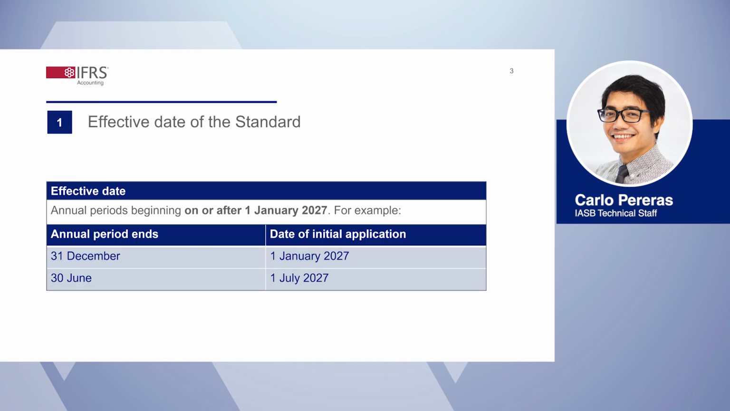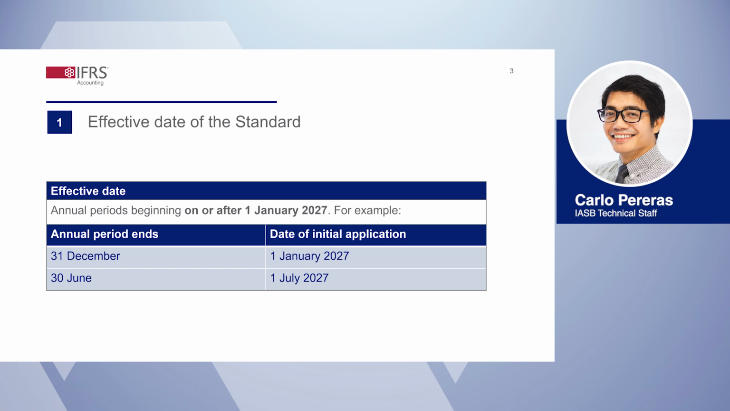The third edition of the standard is effective for annual periods beginning on or after 1 January 2027. For example, if an SME has a December year-end, then its date of initial application will be 1 January 2027. But if an SME has a June year-end, then its date of initial application will be 1 July 2027. Note that an SME may apply the third edition of the standard at an earlier date if they wish. For example, an SME could elect to apply it to their June 2027 year-end.